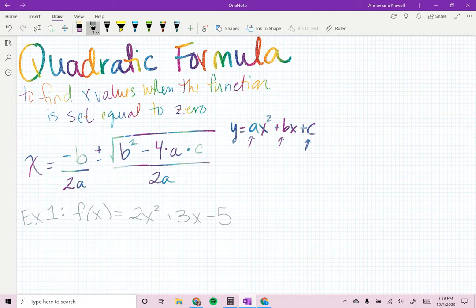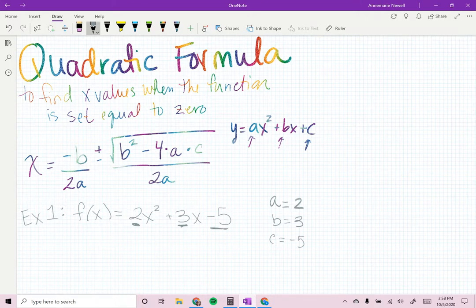Alrighty, so first I want us to label what is a, what is b, and what is c. Our a is our first number in front of our x squared, so that's 2. Our b is the number in front of just the plain x, which is 3. And our c is that constant that's there, negative 5.